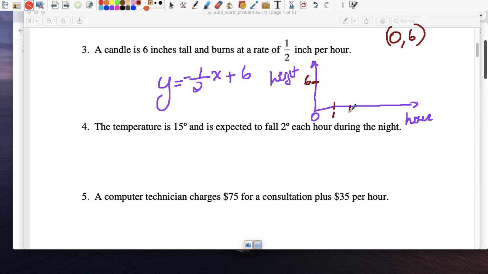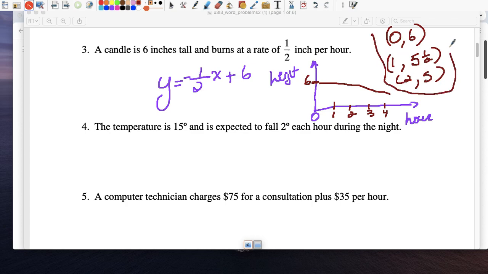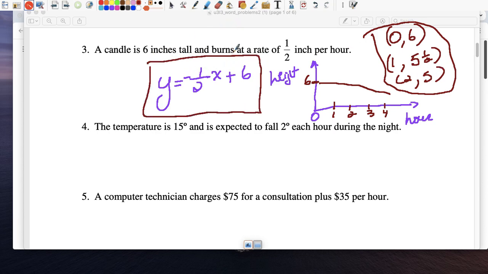After 1 hour, 2 hours, 3 hours, 4 hours, what's going to happen to your candle? Well, it's going to go down, right? It's a negative slope, so it's going to go down. After 1 hour, you lose half an inch, so at 1 hour your candle is going to be 5.5 inches tall. At 2 hours, your candle is going to be 5 inches tall, and so forth. So this is the relationship, the relation, I should say, right? And this is our function.